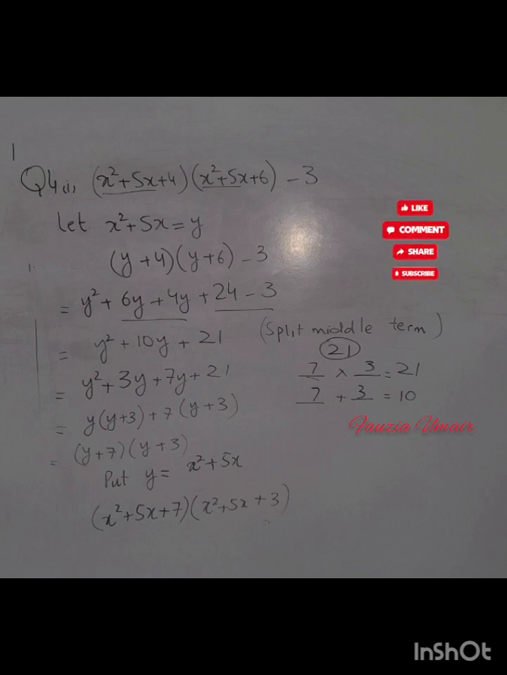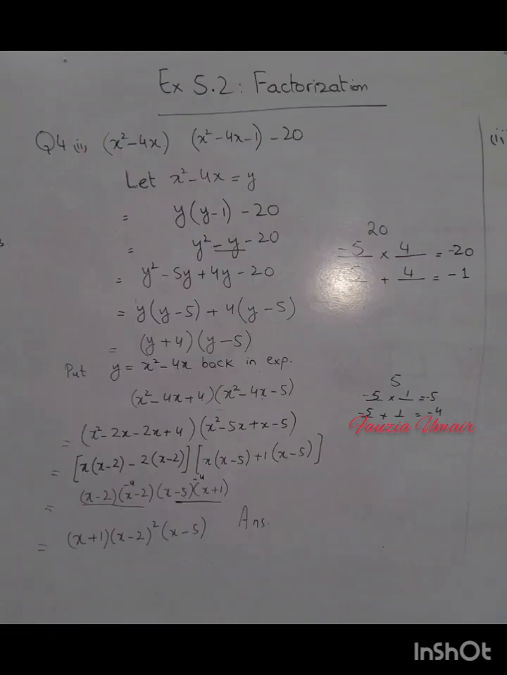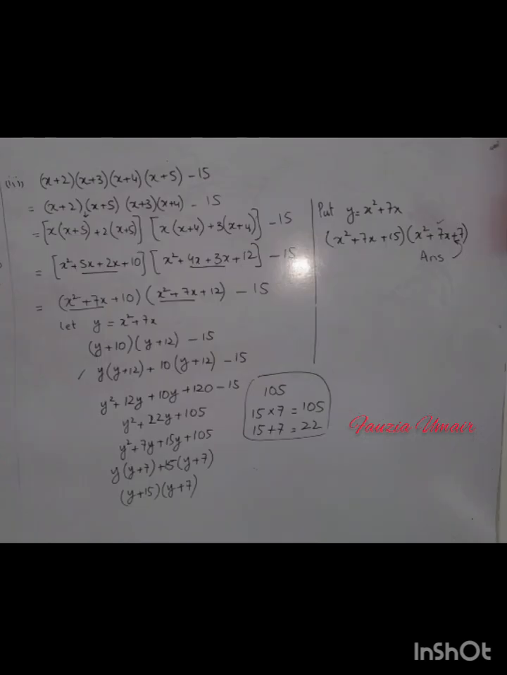So in question number 1 there was no need, but in question number 2, which is this one, you can see that after solution, when we reach the point where we place the value of y back in the equation, we can still use the splitting the middle term method. So I've used that again. So that method is used twice in this question until we have reached the answer, which is x plus 1, x minus 2 square into x minus 5.